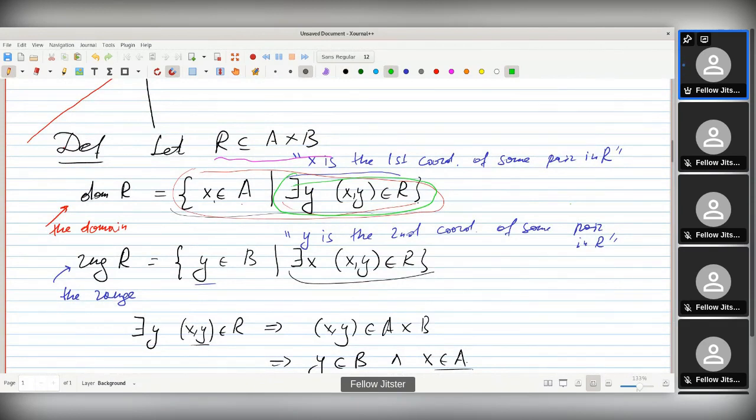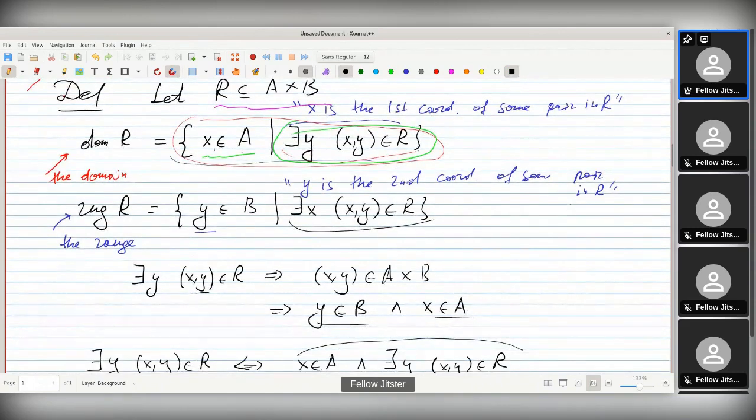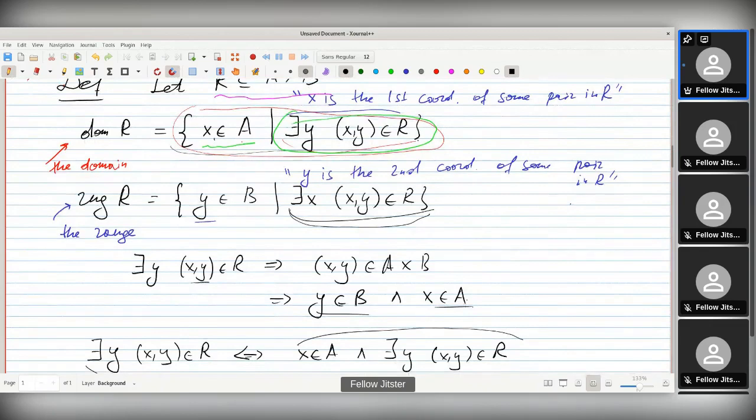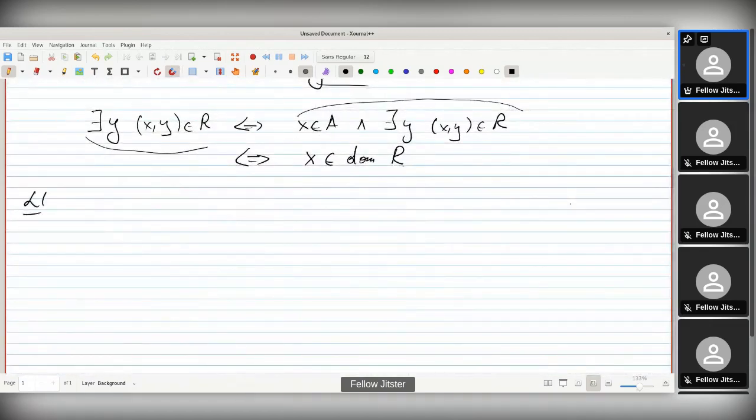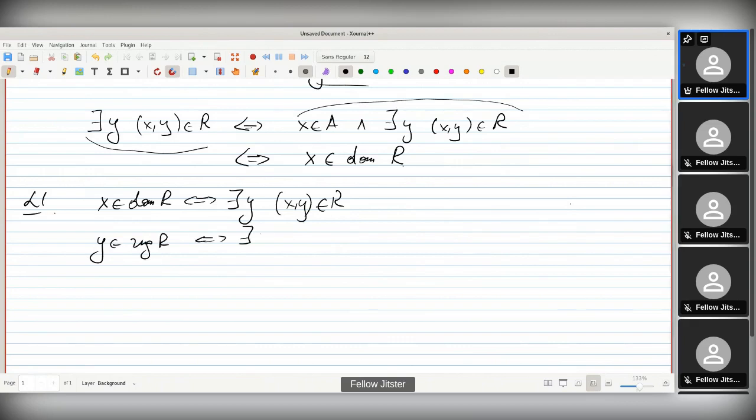So what was the problem? The problem was to secure x being an element of A. But if x is the first coordinate of some pair in R, provided R is a subset of A times B, this guarantees that x belongs to A. Similarly, if this condition holds, then y is necessarily in B. So we have proved an easy lemma. x belongs to the domain if and only if there is some y with xy being an element of R, and similarly, y is an element of the range if and only if for some x, this pair xy belongs to R. Is this idea clear?